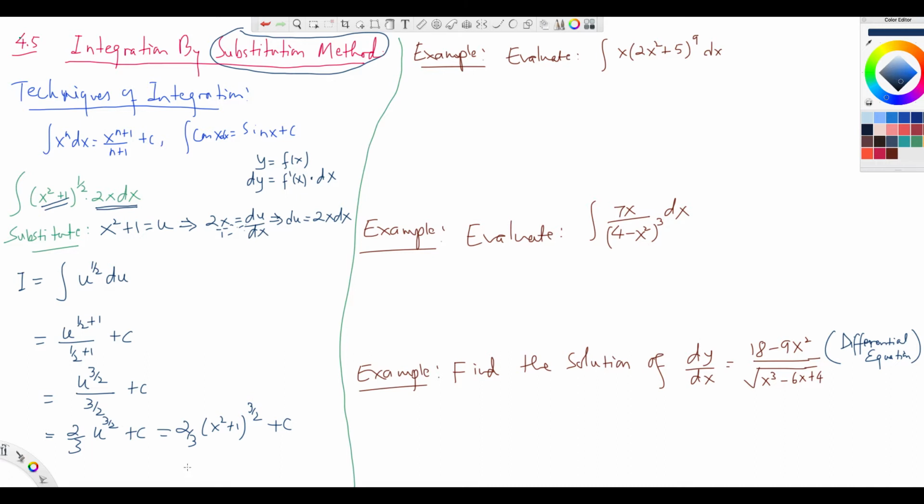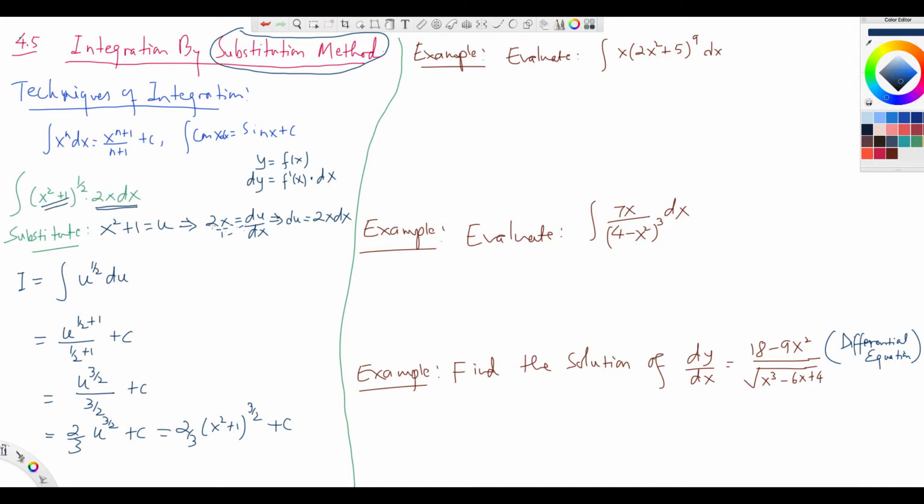So the idea is the complicated term that has some exponent, some fractional exponent, or any other type of thing, the thing inside the parenthesis, you denote that by u, and then you find the derivative or find the differential.